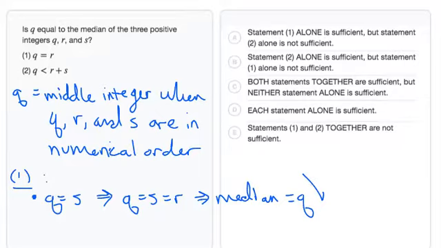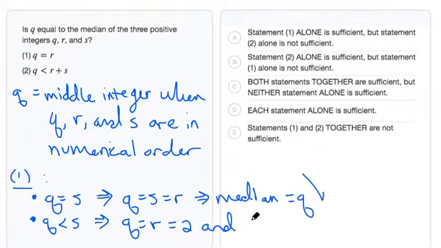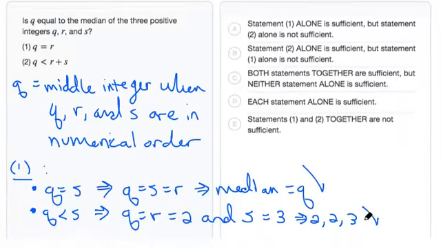Now let's suppose that q is less than s. If q is less than s, we have a couple different cases. Let's choose a test case. If q is equal to r, which is equal to 2, and let's say s is equal to 3, then the numbers in order would be 2, 2, and 3. The median would be the middle integer, which would be 2, which is also equal to q. So this would be enough to say yes, we can answer the question.